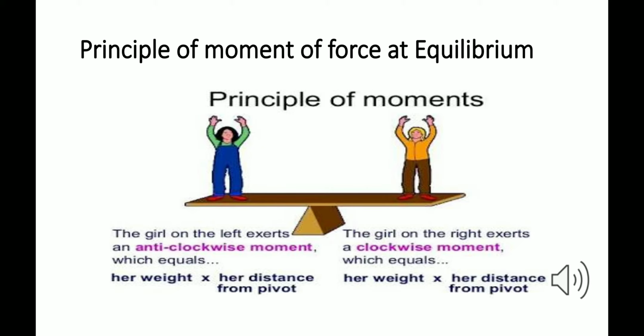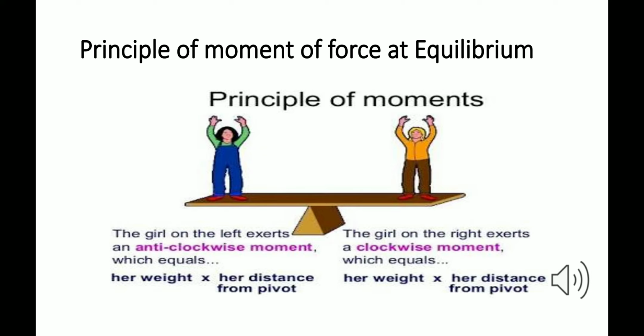So what is the principle of moment of force at equilibrium? Here, anti-clockwise moment will be equal to clockwise moment, so that the net moment of force is 0. That is the case of rotation. What we studied right now, the case of equilibrium in rotational motion: the moment of force has to be 0 for the body to be in equilibrium. So the net moment of force has to be 0, and anti-clockwise moment has to be equal to clockwise moment.